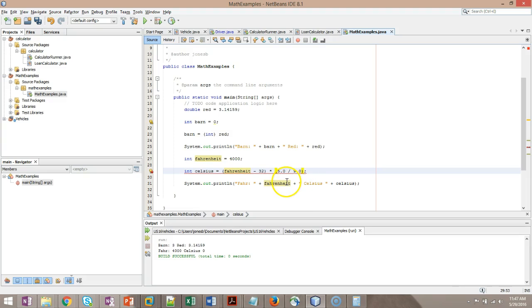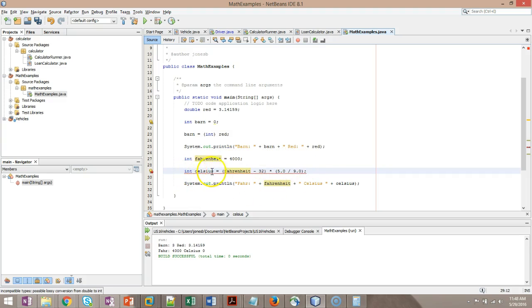Now, one interesting thing is notice, even though this is a legal equation, I now have a red line. And what does the red line say? This might look a little bit familiar. Incompatible types, possible lossy conversion. So what that's telling me is, okay, this division here, 5.0 over 9.0, is going to result in a double. Fahrenheit, which is an int, minus 32, is going to result in an int. If Java sees an int on one side and a double on the other side, it wants to return a double. If Java sees an int on both sides, it's going to return an int. If it sees a double on both sides, it's going to return a double. In any case here, we have an int on the left, a double on the right. It wants to return a double.